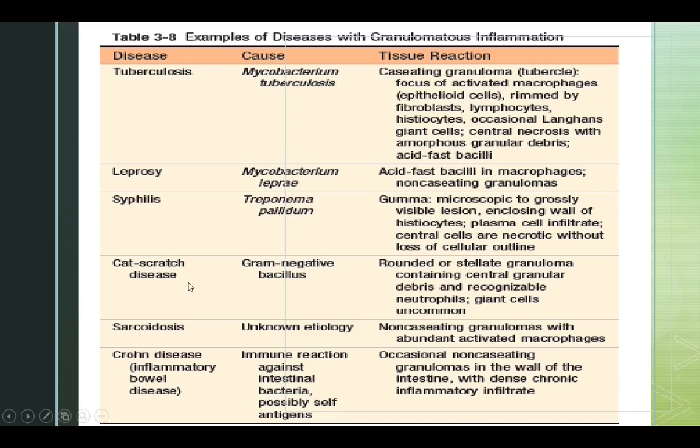Then there is cat scratch disease, but in this giant cells are uncommon. Then sarcoidosis, and then chronic inflammatory conditions like Crohn's disease, an inflammatory bowel disease, which has occasional non-caseating granuloma.